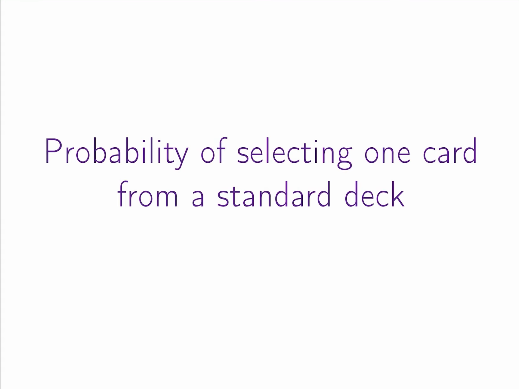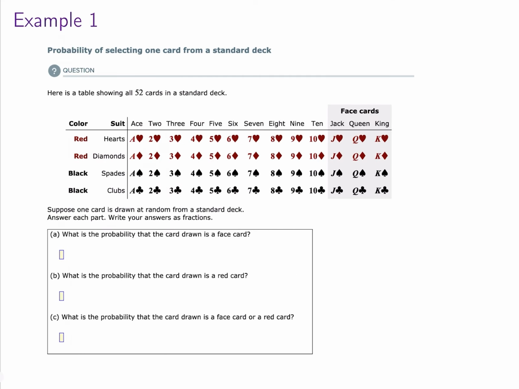This video is about the topic, the probability of selecting one card from a standard deck. Let's look at some examples. Here is a table that shows all 52 cards in a standard playing card deck.